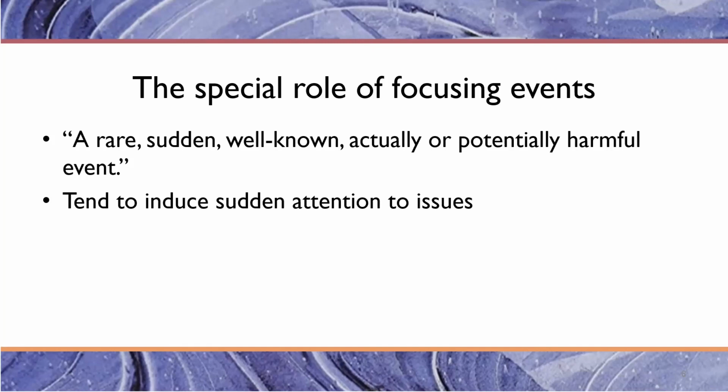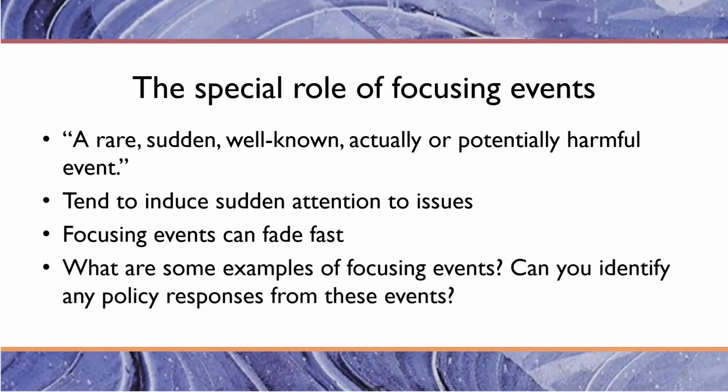Anthony Downs, the social scientist, said that oftentimes when there's a problem, it's suddenly discovered, and there's a lot of alarmed discovery, something we've got to do something about right away. And so big events get a lot of attention, but focusing events can also fade fast on the agenda. They can come and go really quickly. Now, what are some examples of focusing events that you can think of? What are some big events that you can think of that have stimulated agenda setting activity, that have put issues into public prominence, and that have led people to search for solutions to those problems?